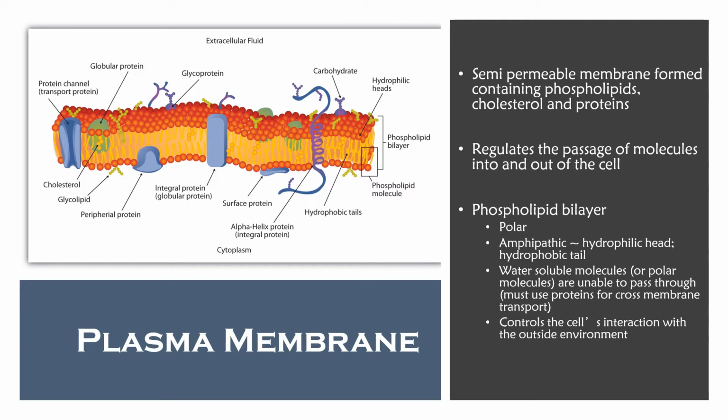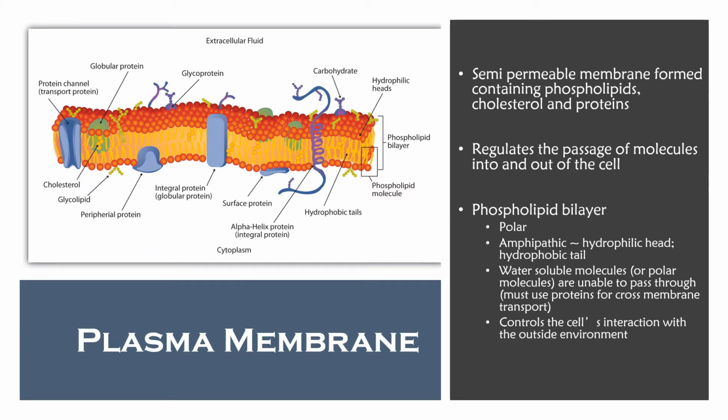So we're going to begin with the plasma membrane. The plasma membrane is the outer surface of the cell. It is comprised of a phospholipid bilayer. And these lipid molecules that are forming the phospholipid bilayer are amphipathic, meaning that they have both a hydrophilic head and a hydrophobic tail. Hydrophilic meaning water-loving, hydrophobic meaning water-fearing.